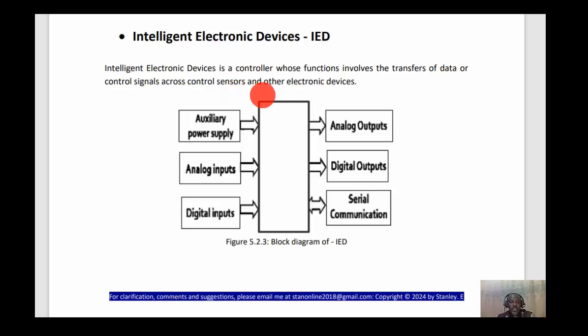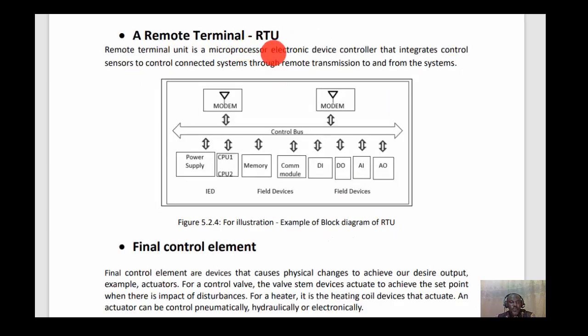Intelligent electronic device is a controller whose function involves the transfer of data or control signal across control sensor and other electronic devices. Here again, we have a typical block diagram of IED. Here we have the auxiliary power supply, the analog input, the digital input, the analog output, digital output, and the serial communication. The remote terminal unit.